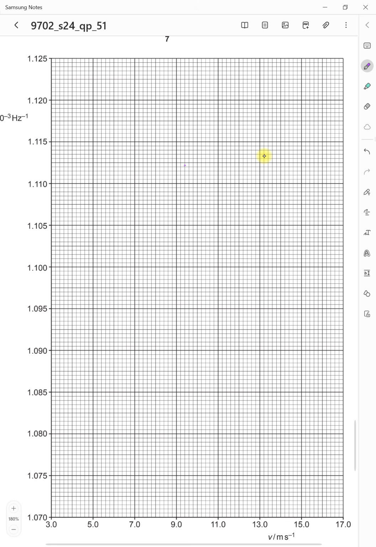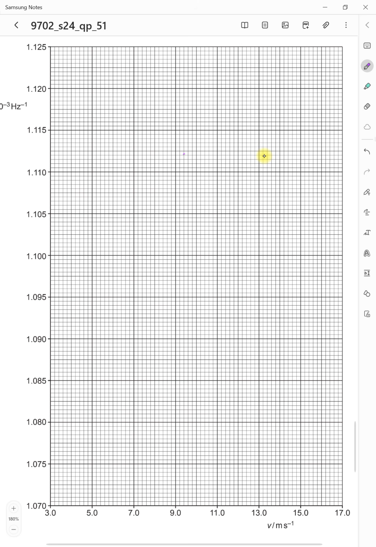Okay, so I have the values written on paper, so I'm just going to plot these points very carefully.